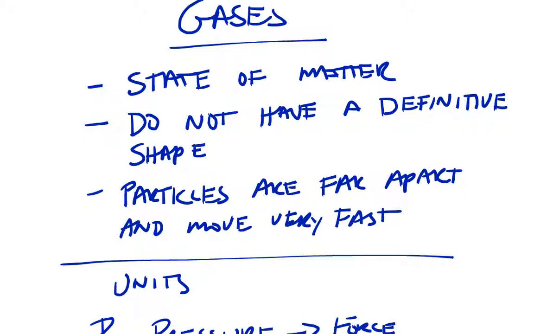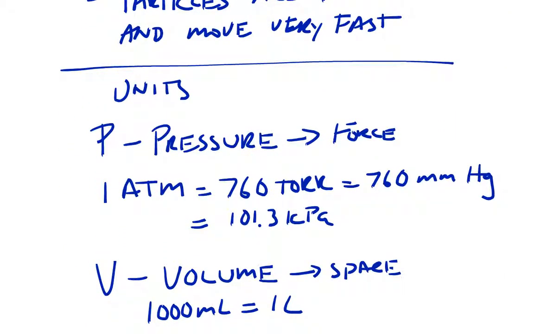Units that are related to gases. Pressure, which is a force. There's different units that we use for pressure. 1 atm equals 760 torr, which equals 760 millimeters of mercury, which equals 101.3 kPa. These millimeters of mercury, kPa, torr, and atmospheres are all pressure units.